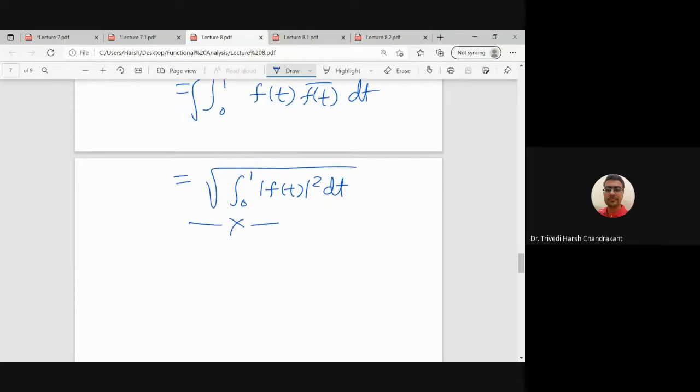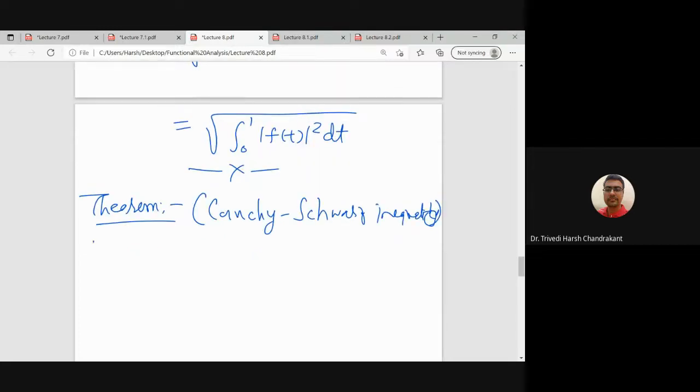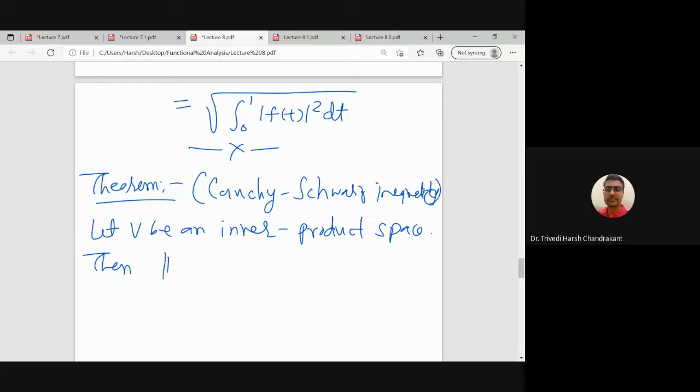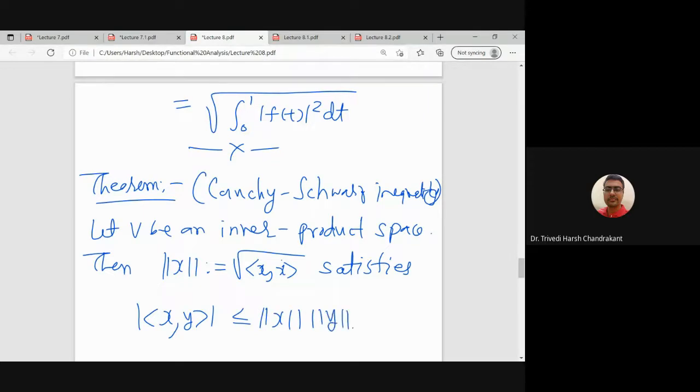And then we know that every inner product space satisfies the Cauchy-Schwarz inequality. The Cauchy-Schwarz inequality says that the modulus of the inner product of x and y is less than or equal to norm x times norm y, where x and y are elements of V.